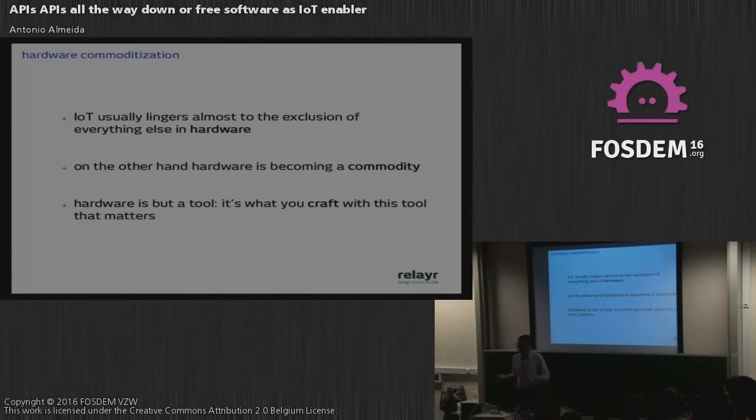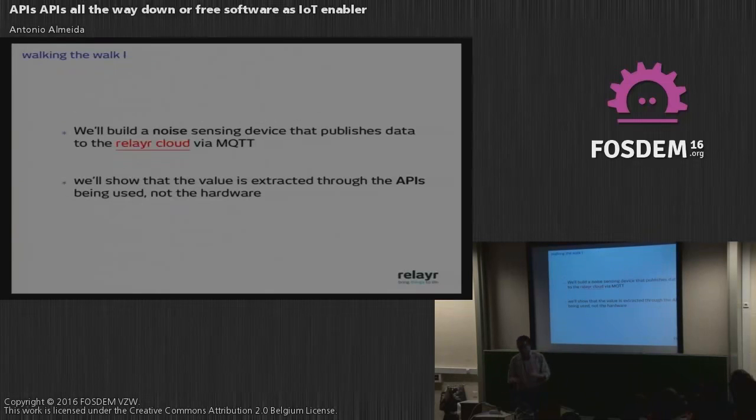I'm using this. Some people prefer to use the Pi. You can use other things. You can use microcontrollers if you want. We'll build a noise sensing device that uses MQTT published to the cloud. The cloud is closed, like Amazon's cloud, but in fact it's built on free software.